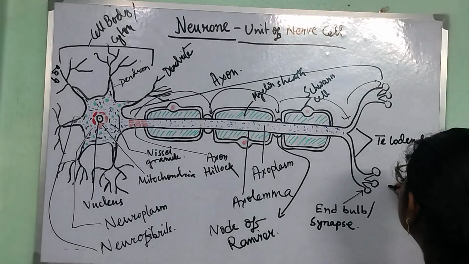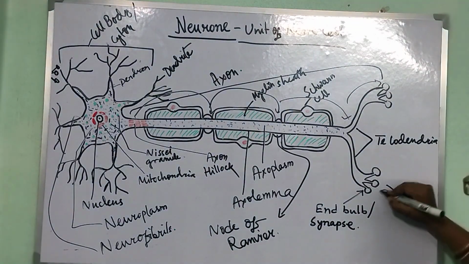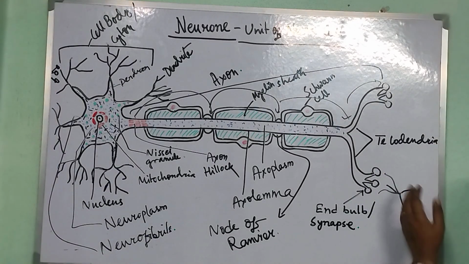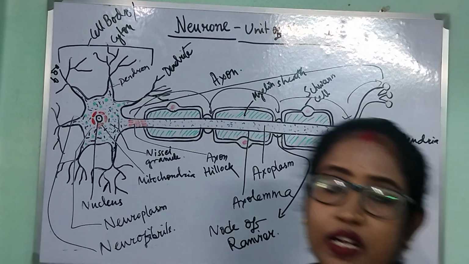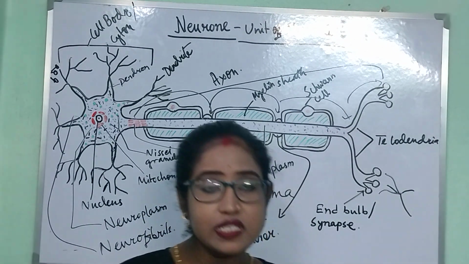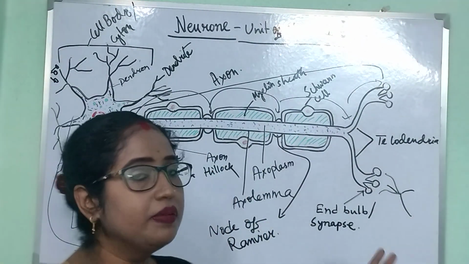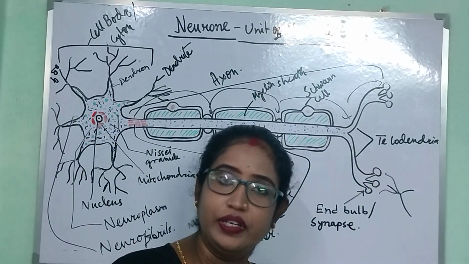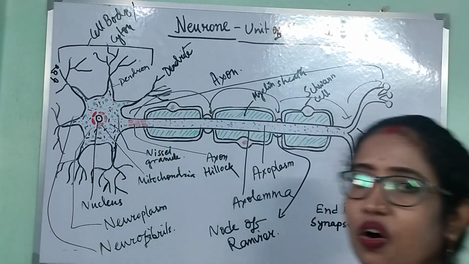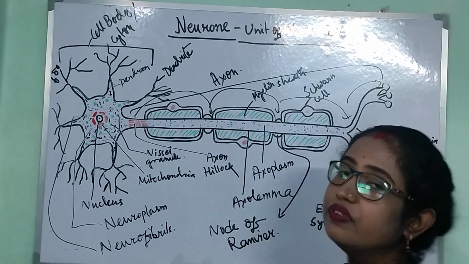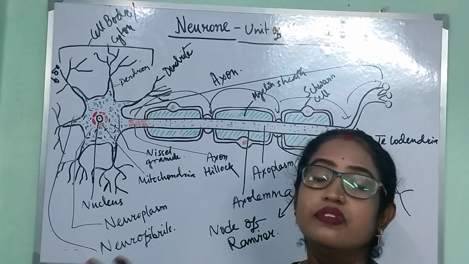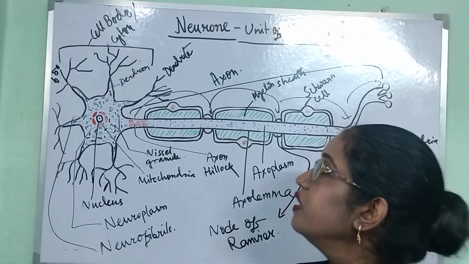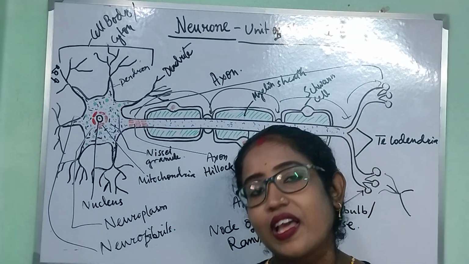And here another neuron's dendron is present, so it receives the electrical impulse or signals, and by this action the electrical impulse goes from one end to another part of our body. So this is the detailed structure of the neuron, the unit of the nerve cell. In a later class we will discuss the synapse and the difference between the dendron and axon. So thank you so much.